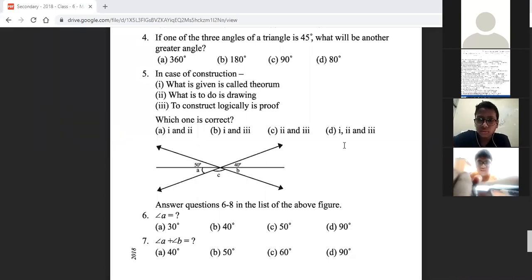2 and 3. Is 2 given? And 3. Theorem? No. Theorem is what is to be proved. What is to be proved is theorem. So what is to do is drawing.